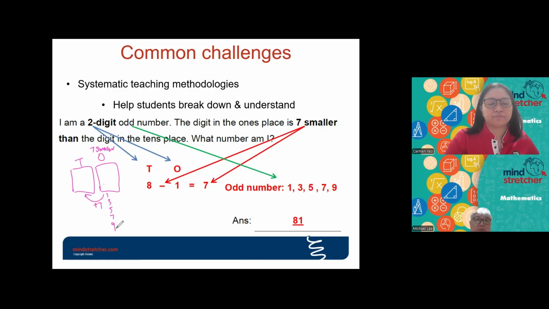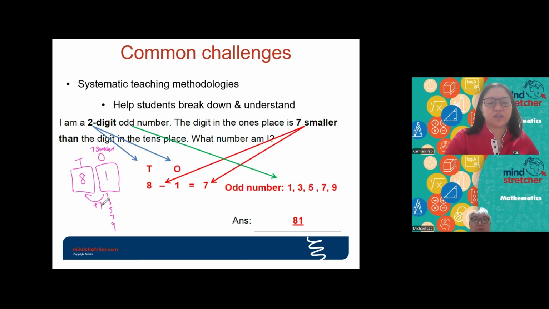So the only way for me is 1 plus 7, which is 8. If I have 3, 3 plus 7 is 10. 10 is not a digit, right? 10 is a 2-digit number. So it cannot be 3 plus 7 equals 10 in the tens place.